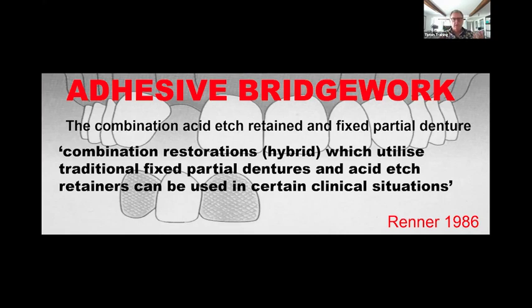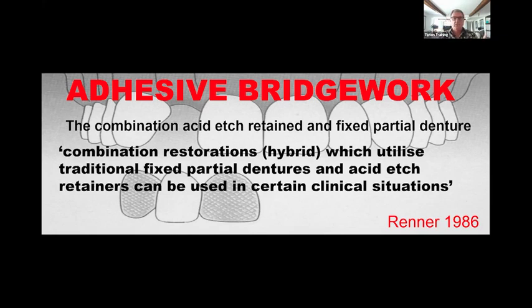We can also use Marylands in combinations, okay? So don't think that if you're going to do an adhesive bridge, that means both wings have to be adhesive. We can start to combine. And by combining, what we're talking about is using potentially a full crown on one and a Maryland on another. This is called a hybrid.